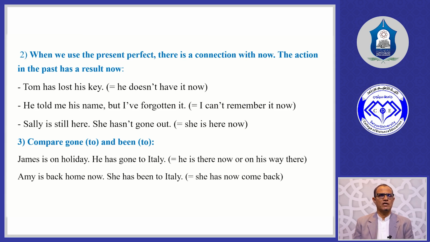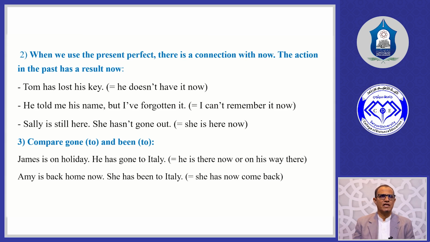Also, the second one, when I say he told me his name, but I have forgotten it. That means till now I cannot remember his name. For example, I met someone two weeks or a month ago, and he gave me his name, but now I forgot his name. So this is the past simple tense, he told me, but I've forgotten it. Why do we use the present perfect tense here? Because till now I cannot remember his name.